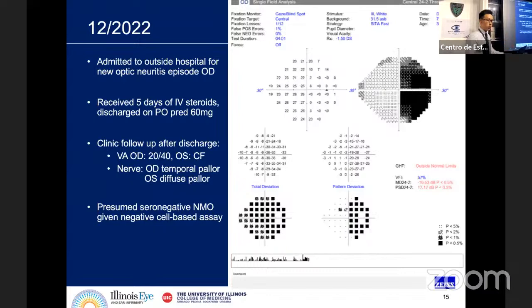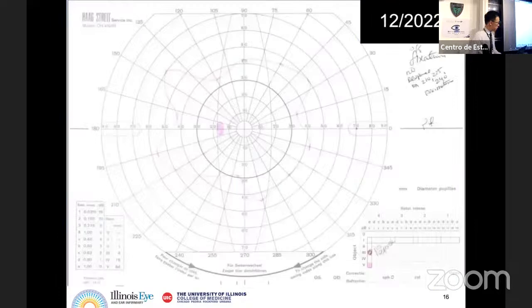On the exam, looking at the nerves, we could see there was temporal pallor on the right nerve, and the left nerve had diffuse pallor now. At this point, we presumed a seronegative NMO as a diagnosis, given that all our testing had been negative, but from the MRI and the clinical setting and these visual fields, we could tell he clearly had a rapid sequential onset of bilateral optic neuritis. Here we have a Goldmann of his left eye, not the most reliable, but just a baseline for us.